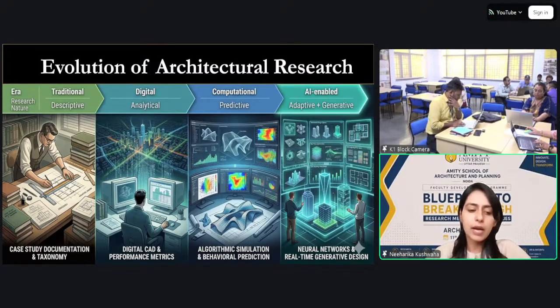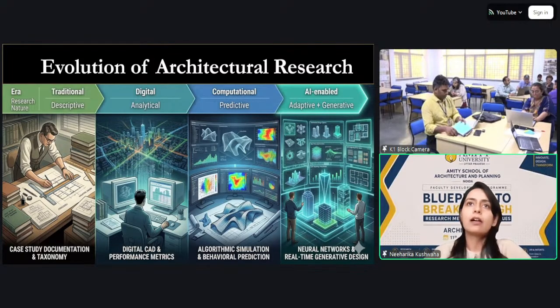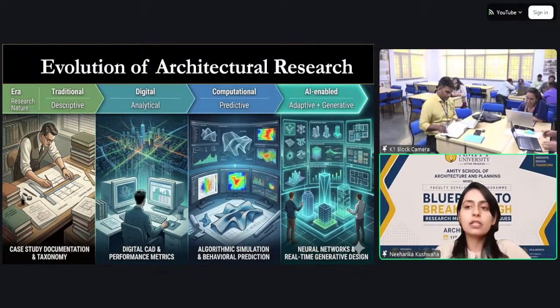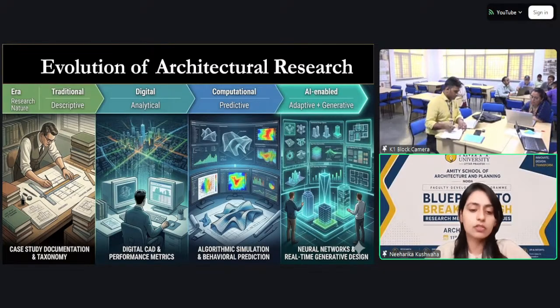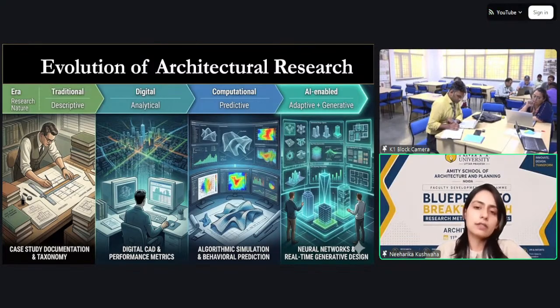In practice, architectural research is not really linear. I'm sure researchers who are currently working in the field, researchers who are pursuing PhD, and even faculties who are working with students on different kinds of architectural research, they would agree that for us, architectural research is very iterative and recursive. We need to go back and forth to the points. And AI intensifies this iteration.